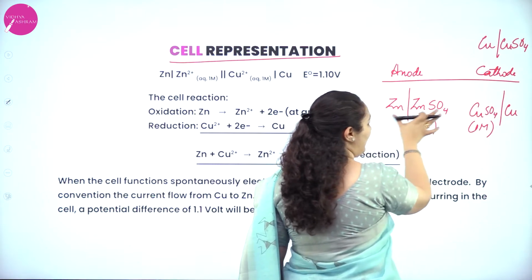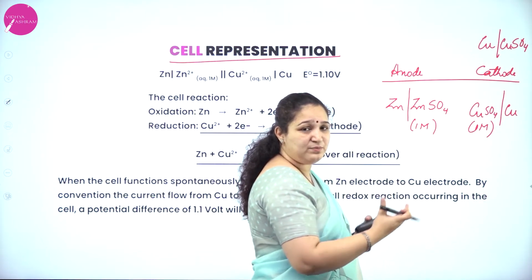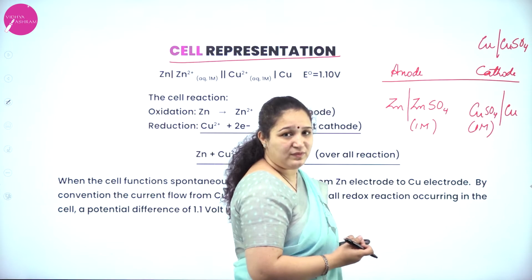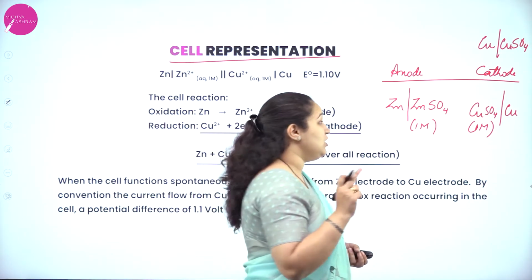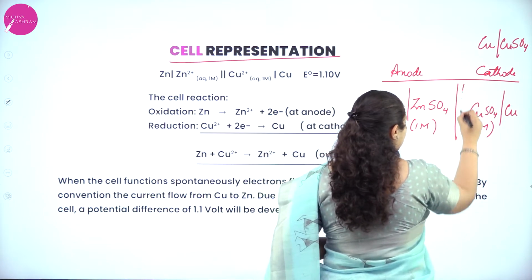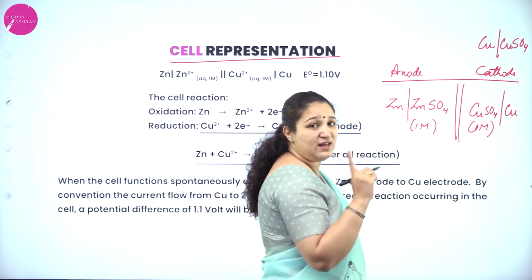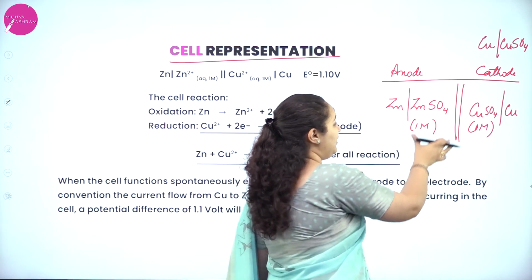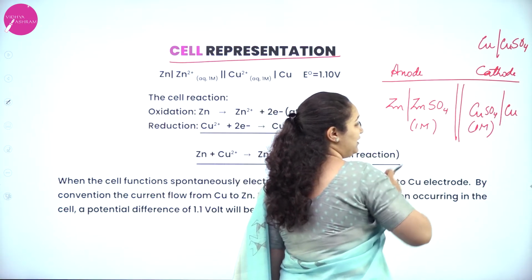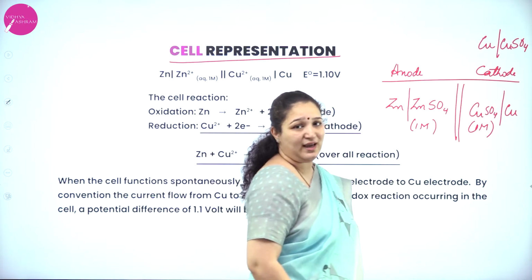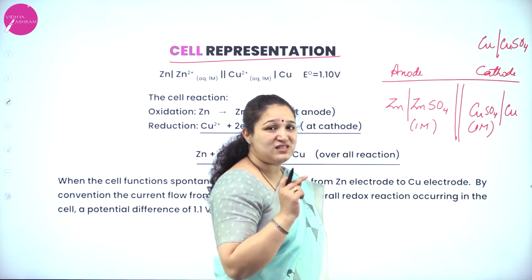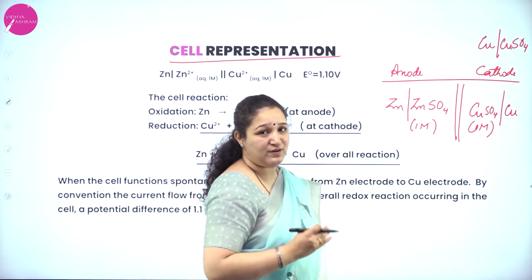Now this is how you had represented or set up the cell, correct? A Daniell cell. Between these we had used a salt bridge, so we will have to put a double line like this. Whenever a salt bridge is used between the two half cells, we put a double line. If no salt bridge is used, we just put a single line. The single line just shows the phase difference.